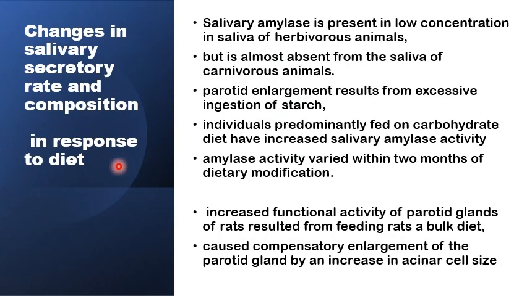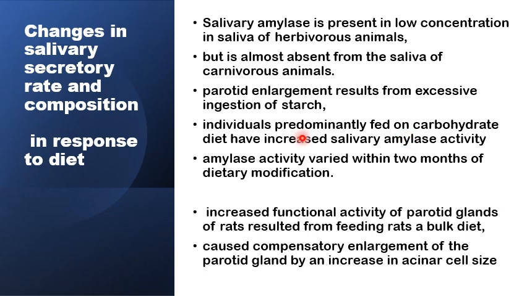Interestingly, the saliva and the salivary glands would change in response to dietary changes. It is known that salivary amylase is present in low concentration in herbivorous animals, where their diet is rich in carbohydrates, but is almost absent in the saliva of carnivorous animals with a protein-rich diet. The parotid glands could enlarge from excessive ingestion of starch, and it's known that individuals who are fed predominantly on carbohydrates can have increased salivary amylase activity as well as increase in size of the salivary glands.